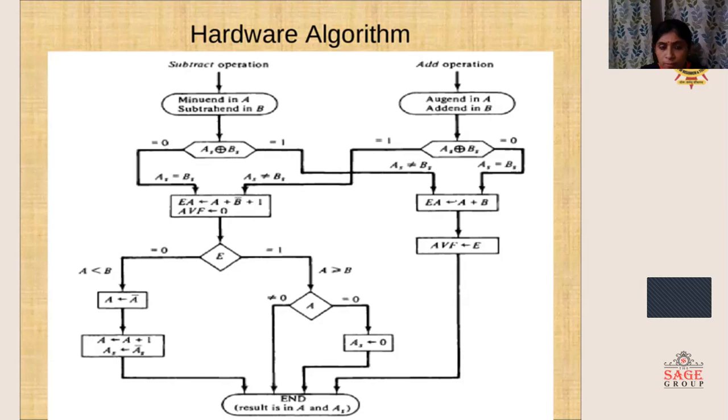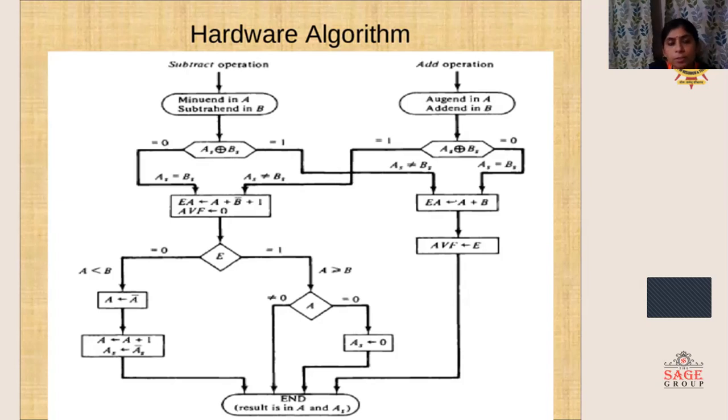In case of subtraction, the minuend will be stored in the A register and the subtrahend will be stored in the B register. Again, using the XOR gate, the signs are compared. If the signs are different, then addition will be performed, and if the signs are the same, then the subtraction operation is performed, as we have discussed for the addition operation.